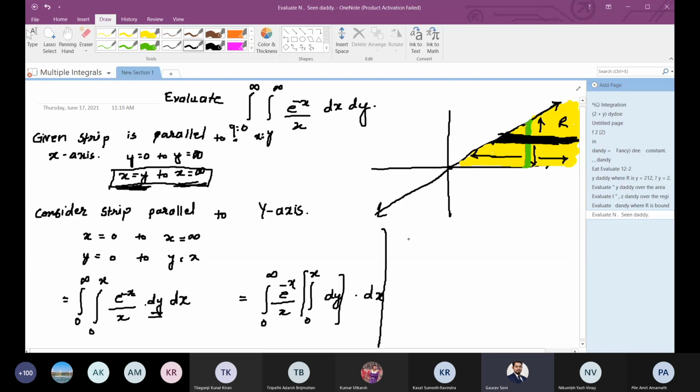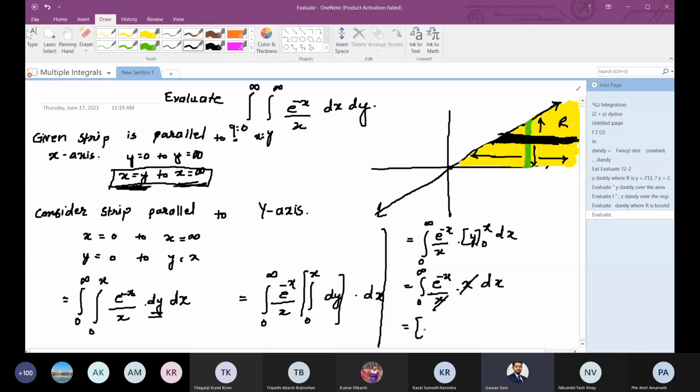We could solve this integral 0 to infinity e to the power minus x upon x. What will be the integration of y, limits from 0 to x, dx? So what will happen here is the integral 0 to infinity e to the power minus x divided by x into x dx, so this x gets cancelled out. The integration is minus of e to the power minus x, limits from 0 to infinity. So the answer is one.